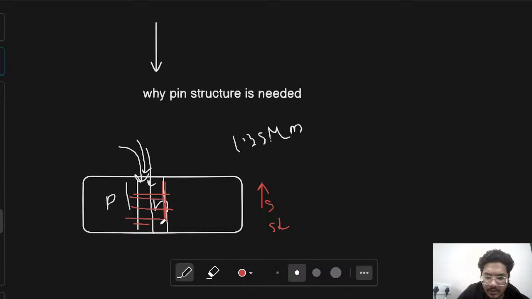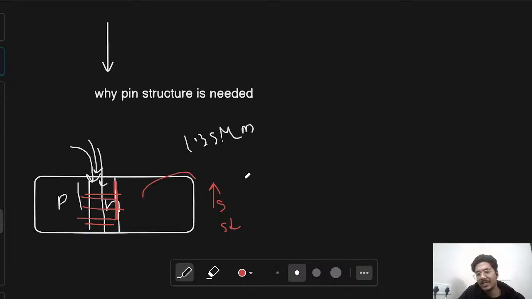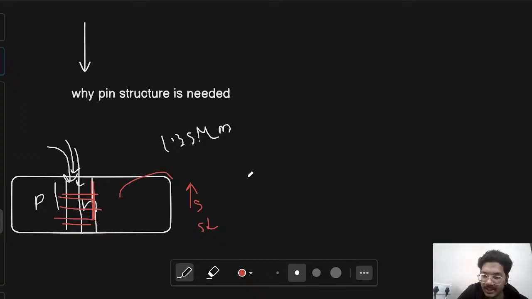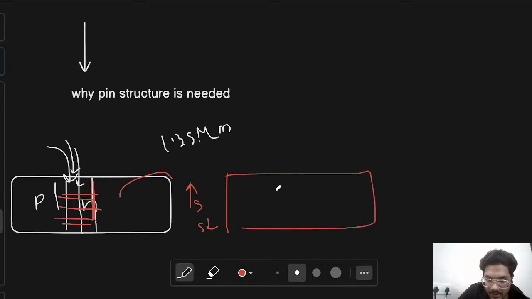To overcome this problem, we have to introduce a new structure. The solution is to make the N region extremely lightly doped and almost intrinsic. So we have to make the N side lightly doped, extremely low.